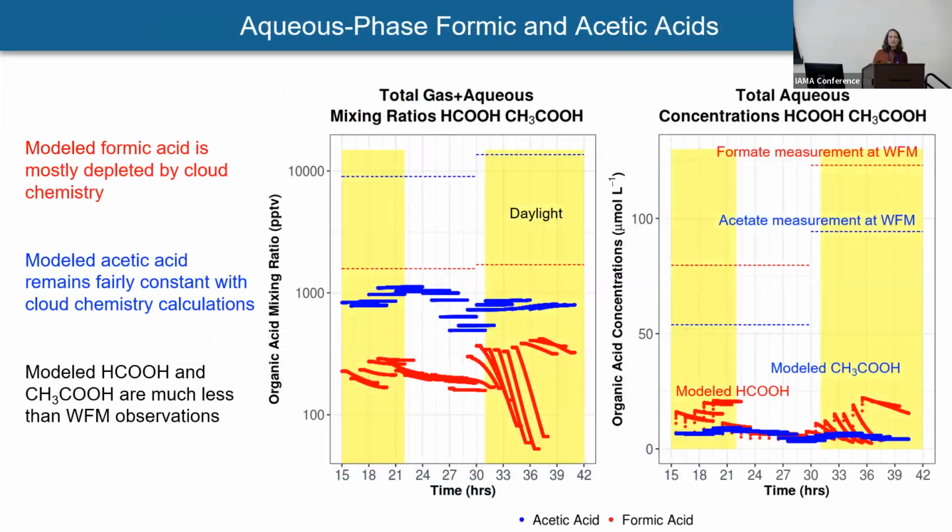And this is what we learned from these simulations with a cloud chemistry model. On the right is the aqueous phase concentrations of formic acid and acetic acid. The dotted lines are the measurements and the solid lines are the modeled concentrations. And again, it's vastly underpredicted. And in fact, you see formic acid being depleted rather than being produced, and acetic acid not really changing its concentration due to the cloud chemistry. The left panel shows the total, the gas plus aqueous phase concentration, and I think that depletion of formic acid is even more emphasized.